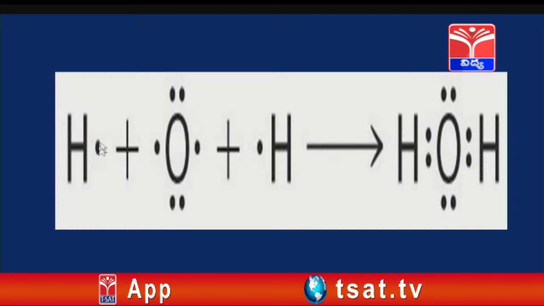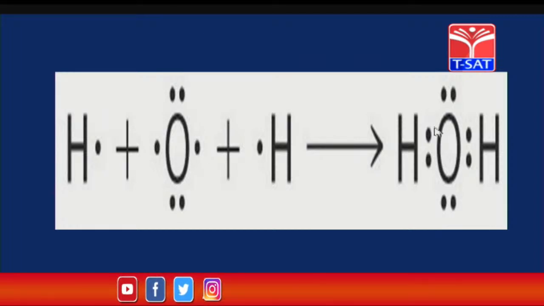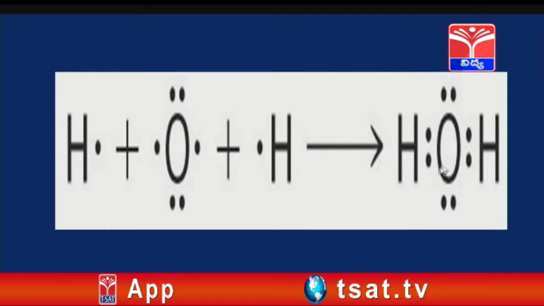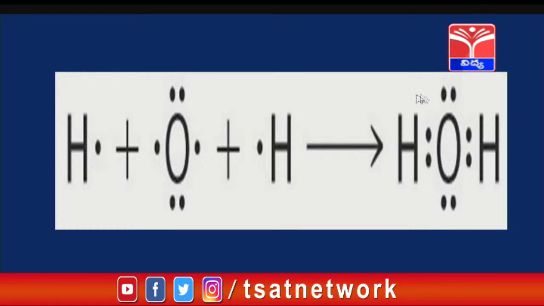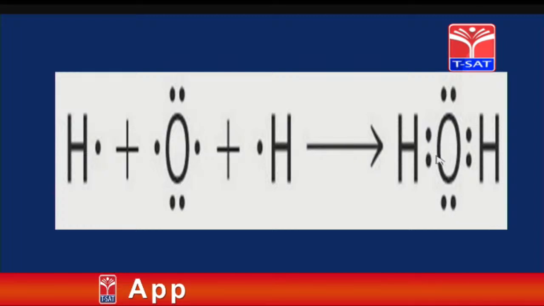And so, hydrogen is contributing 1 electron. Another hydrogen is contributing 1 more electron, and thus oxygen is sharing 2 pairs of electrons with 2 hydrogen atoms. And so, there is a single bond formed between hydrogen and oxygen here, and another single bond is formed between hydrogen and oxygen here, and thus a covalent bond is formed between hydrogen and oxygen.